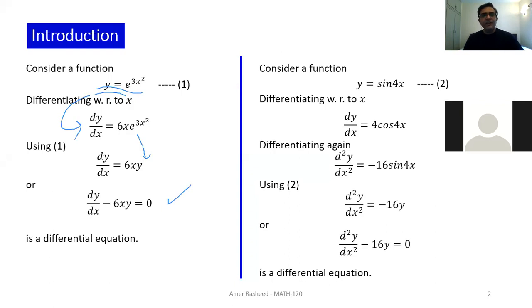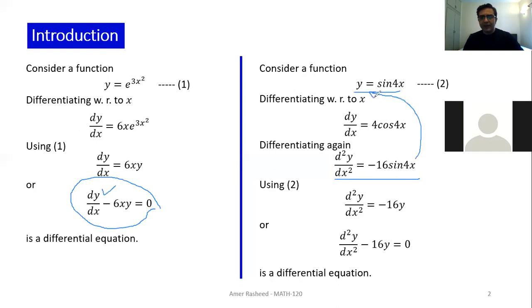So informally, a differential equation is an equation which involves a function and its derivatives. This equation on the left hand side involves only one derivative. But on the right hand side, if we consider this function and take its two derivatives, we can replace sine 4x by y, and we get this equation which involves two derivatives. Here we must have plus. There is a typo here. When we take this to the other side, it will become plus. So we have this differential equation which involves the two derivatives of the function.